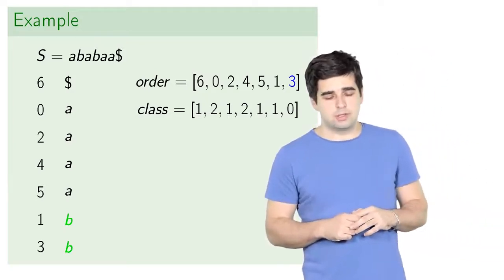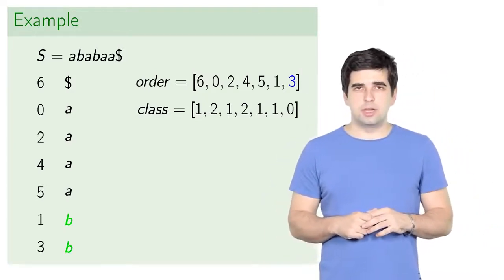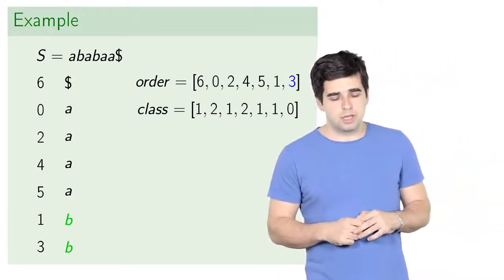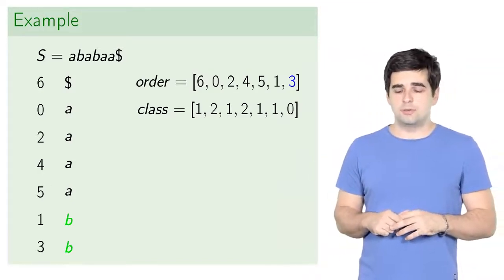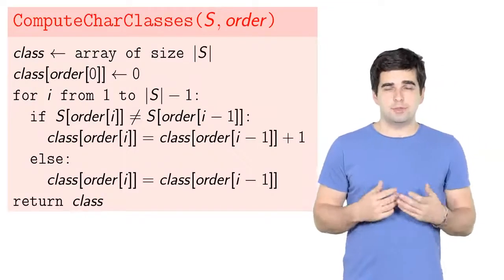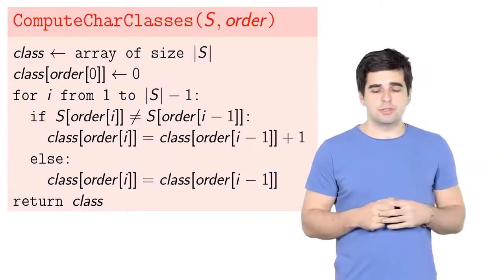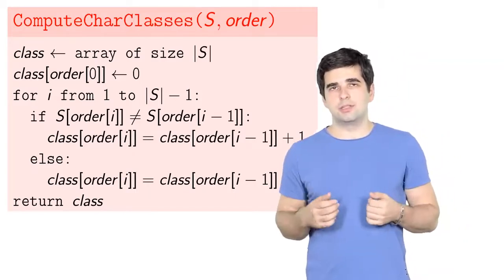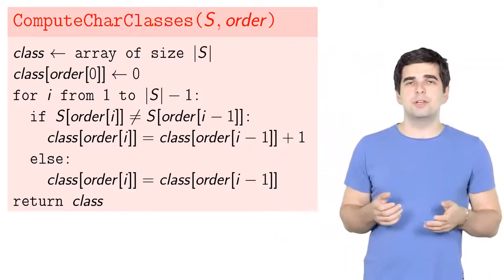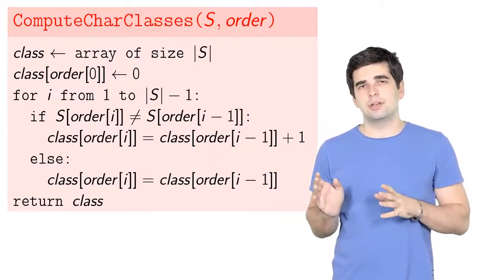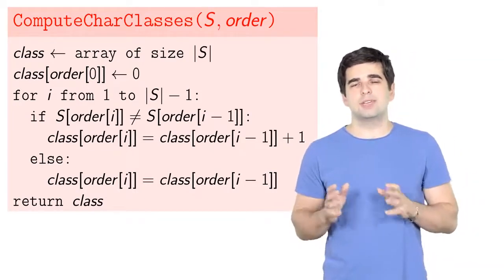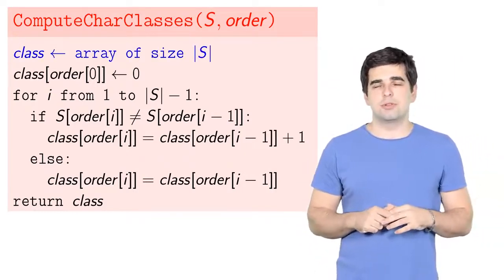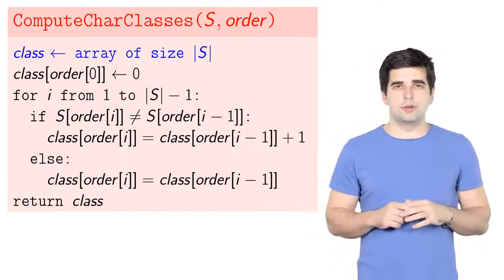We know that the smallest one is $, and it is the only one in the class 0. We know that 4 A's are in the equivalence class 1, and we know that 2 B's are in the equivalence class 2. And here is the pseudocode for the algorithm compute char classes, which takes as inputs string s and the order of the characters and computes the equivalence classes just for single character cyclic shifts of the string s given their order. So we initialize the array class with just an array of size equal to the length of the string s, and that will be our return value.